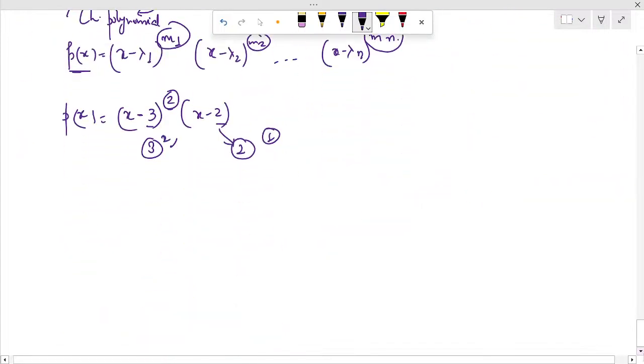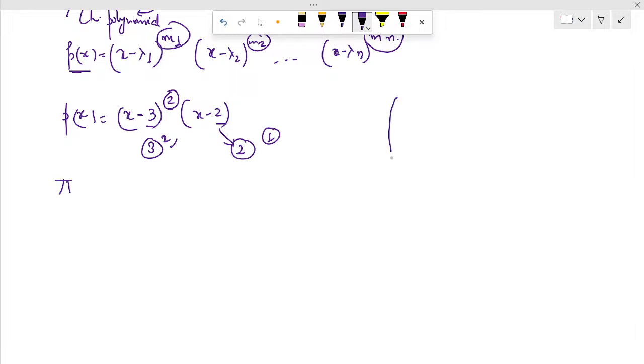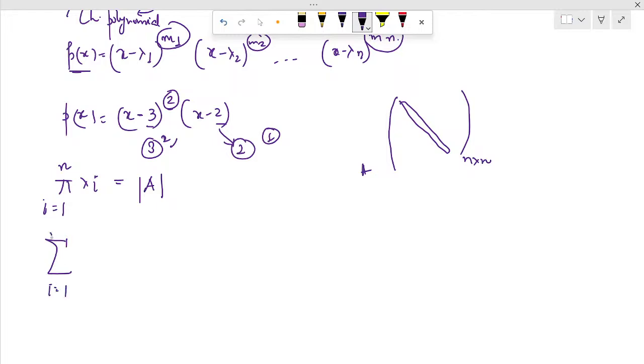So this is one thing. Another important concept you should remember: let's say you have an n cross n matrix. The sum of all the diagonal elements is called the trace, and the determinant you know. If I take the product of all the eigenvalues, I get the determinant of this matrix. And if I sum all these eigenvalues, I get the trace of the matrix.